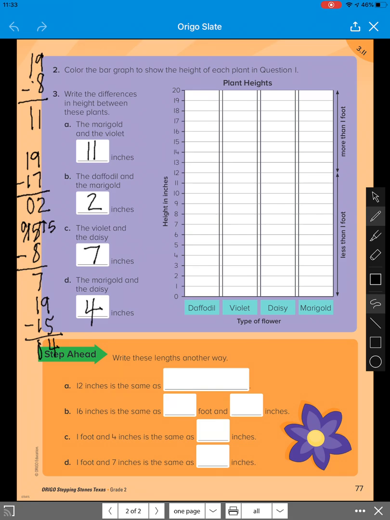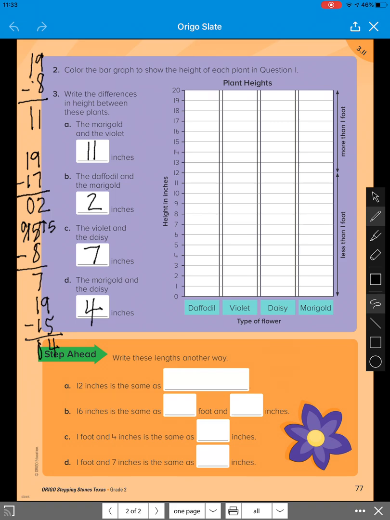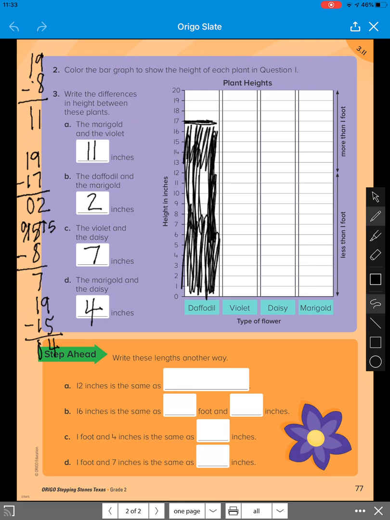Now I have to make a graph. So let's go over and look at the daffodil. The daffodil is 17 inches. So I'm going to find 17 up here. And I'm going to color the bar graph until I get up to 17 to represent the height of my daffodil.